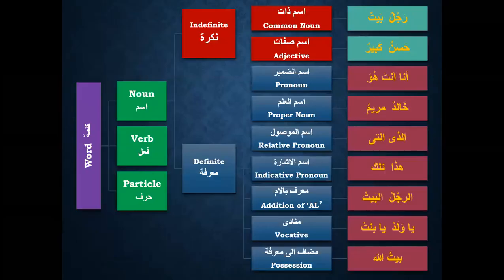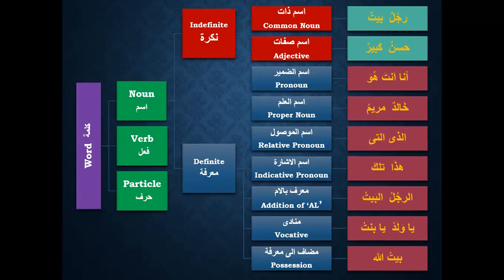So with regards to its being definite or indefinite, what is the form you can call it? So the definite, there are 7 subtypes. Ismul Damir, which is a pronoun. Ismul Alam, the proper noun given to any individual. Ismul Mawsul, the relative pronoun, which we haven't covered yet. Ismul Ishara, we haven't covered either, which is demonstrative pronoun or indicative pronoun.